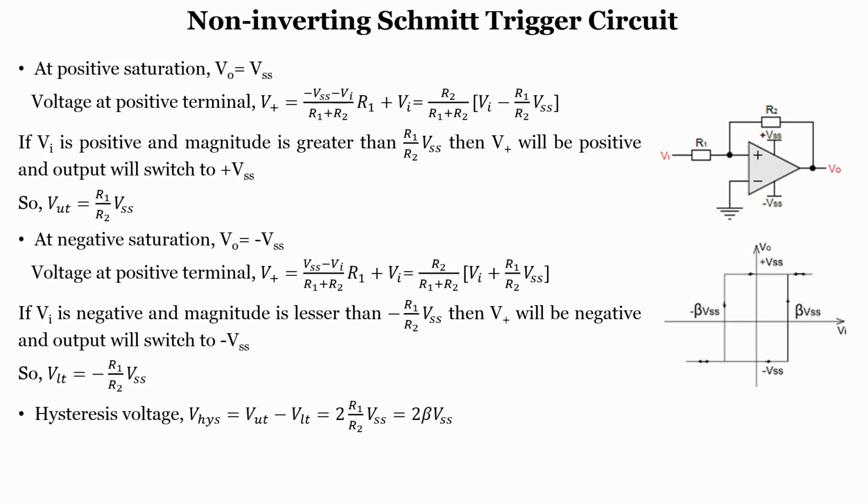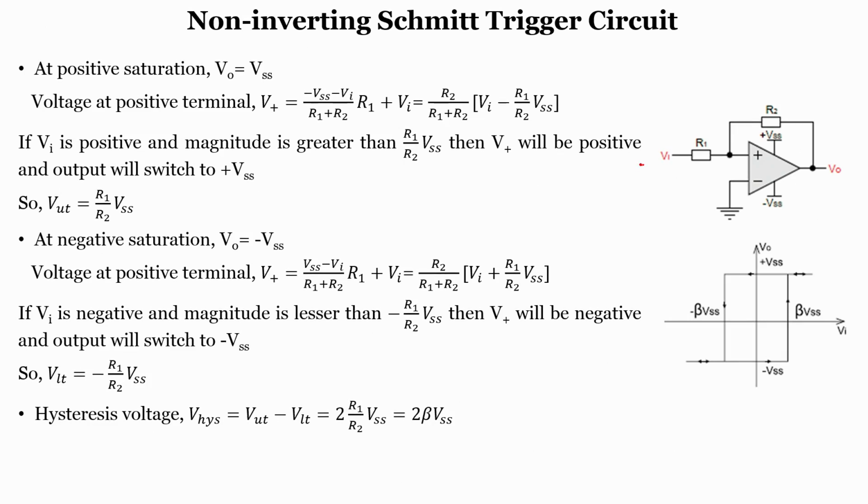So, we have V plus equals minus V S S minus V I divided by R 1 plus R 2 into R 1 plus V I, which is equal to R 2 by R 1 plus R 2 in the bracket V I minus R 1 by R 2 V S S, bracket over. So, if the input voltage is positive and its magnitude is greater than R 1 by R 2 V S S, what will happen? Then V plus will be positive and output will switch to V S S.